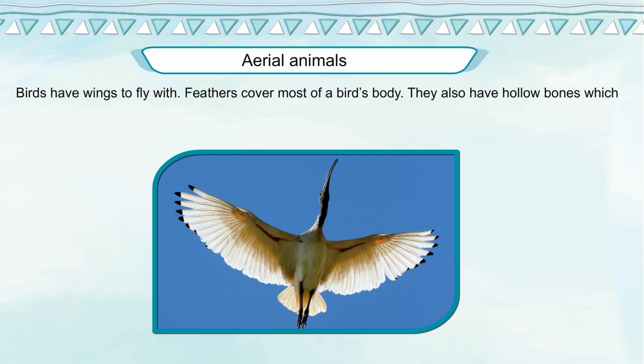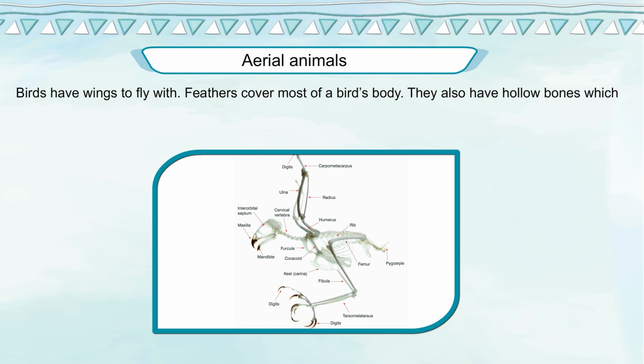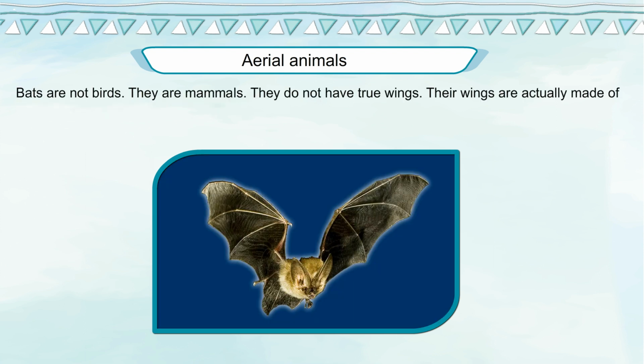Birds have wings to fly with. Feathers cover most of a bird's body. They also have hollow bones which make their body light and help them fly.